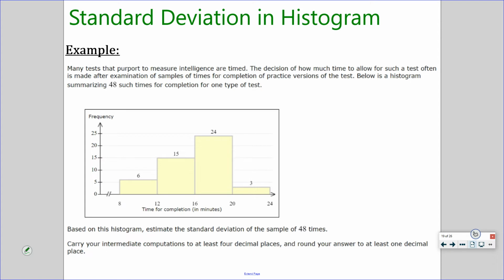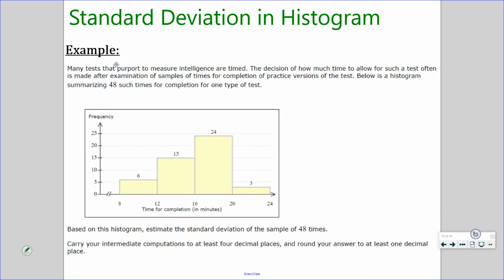Like if we were to read through this, many tests that purport to measure intelligence are timed. I wonder if that's supposed to be many tests that's purpose? I've never heard that word. Have you guys? Purport? What does that mean? I don't know. I feel like it makes more sense: that's purpose to measure intelligence. I think that's perfect. Yeah. I don't know. Okay, anyways. Good thing I'm not an English teacher. I'm also really bad at spelling.